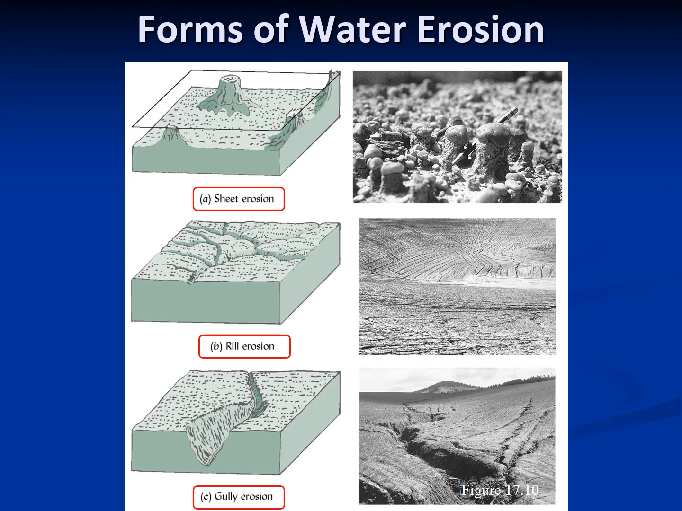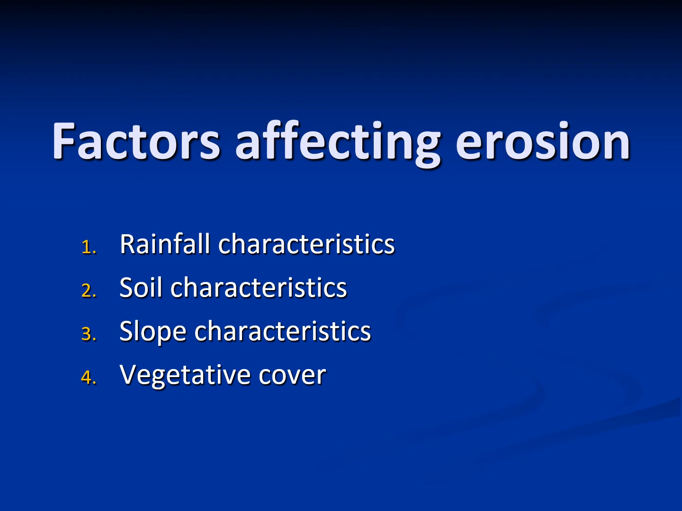Gully erosion leaves behind giant channels about the size of a pickup truck. So these are detrimental, especially. And so essentially, sheet erosion turns into rill erosion, which turns into gully erosion. So anytime we see the start of any of these, we want to make sure that we address it and stop it immediately. Some of the factors affecting erosion include rainfall characteristics, soil characteristics, slope characteristics, and vegetative cover.